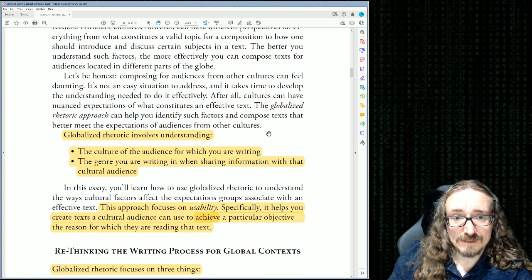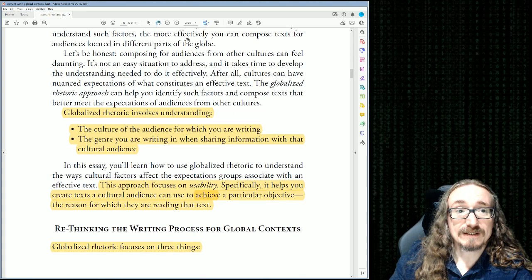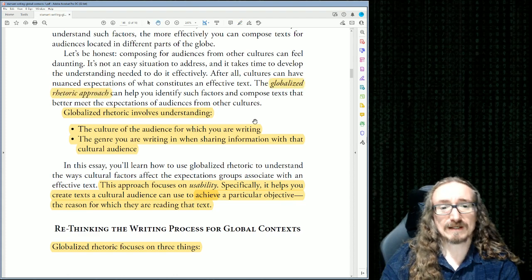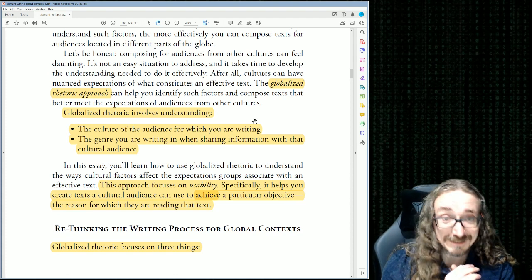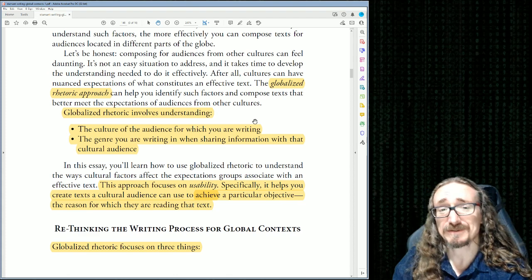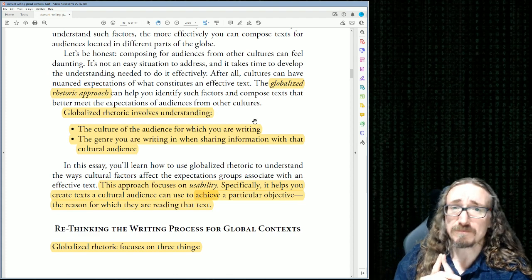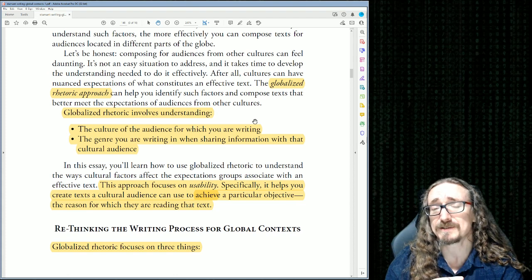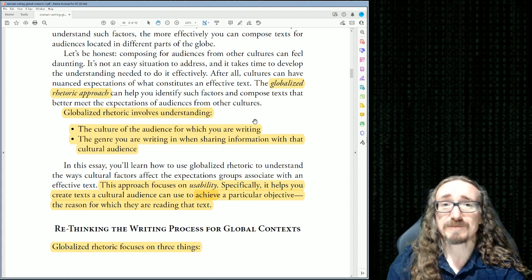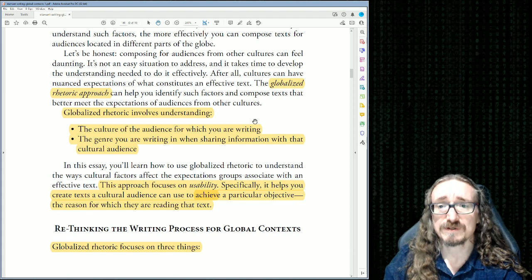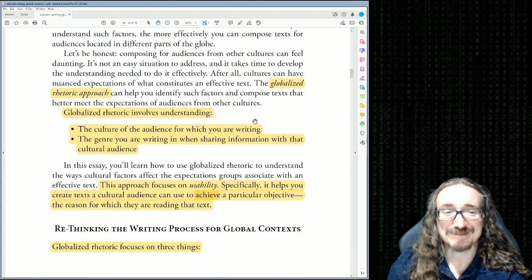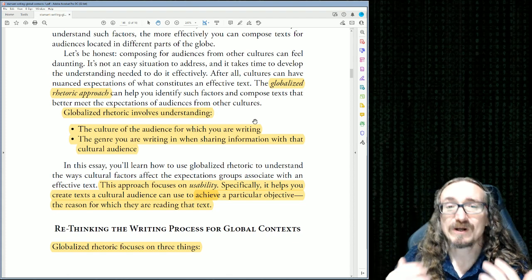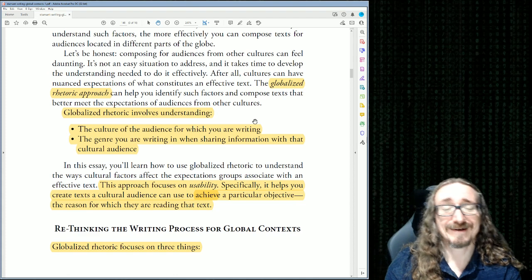Okay, so Kirk St. Amant talks about what he calls a globalized rhetoric approach. And I'll just cut to the chase here. I think the main idea is that when you're talking about rhetoric, you can't be thinking about a one-size-fits-all approach. I work with a lot of students, as you can imagine, and almost all of them come to me with this one-size-fits-all mentality: where's the template? I just want to fill in the template. Where's the form? And they're not recognizing that that's just not going to work.